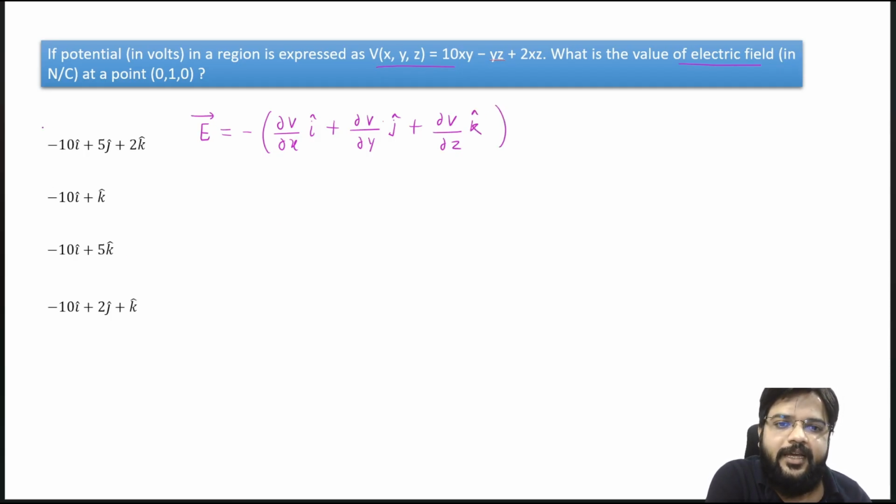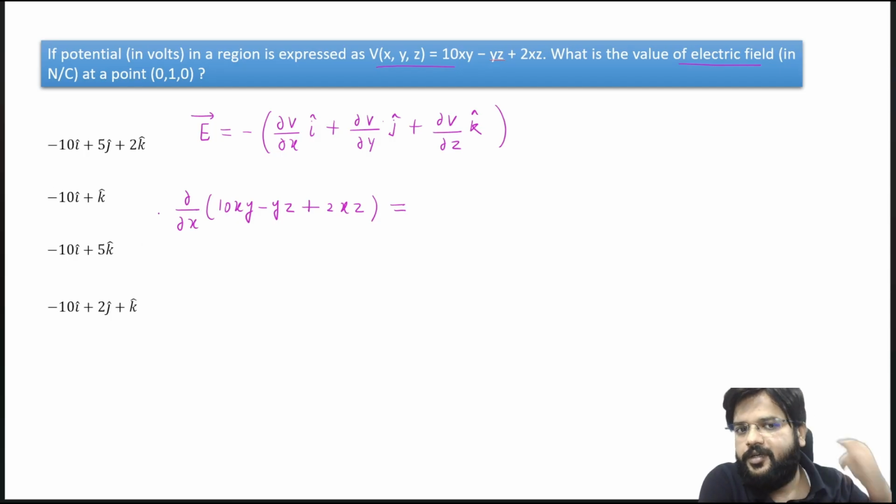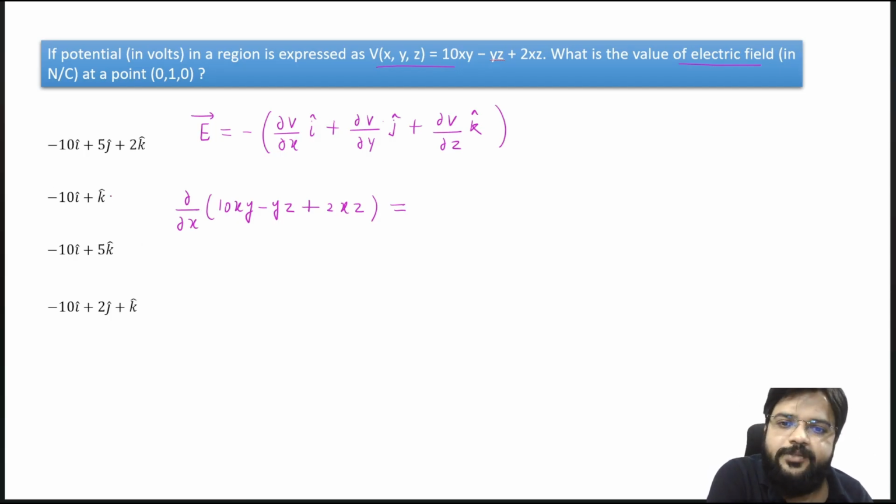So del V by del x i cap plus del V by del y j cap plus del V by del z k cap. Alright. Now what is the potential, everyone? So potential is 10xy minus yz plus 2xz. So here we are doing partial differentiation, correct? If we are doing partial differentiation with respect to x, then only x is variable, y and z we will consider constant, everyone. This thing we know.